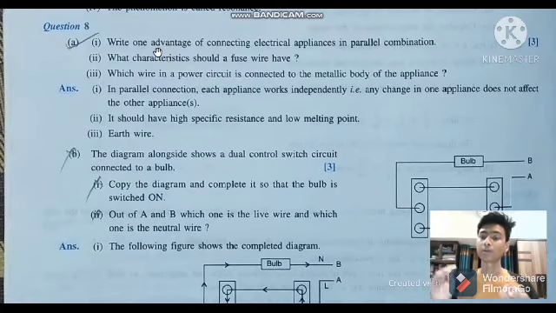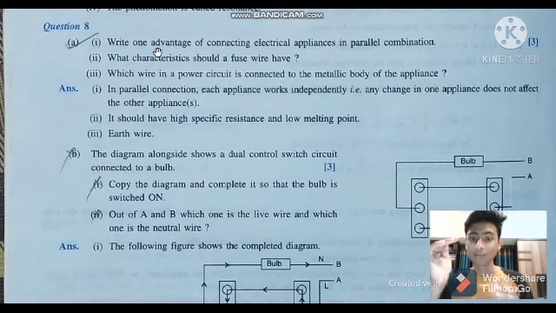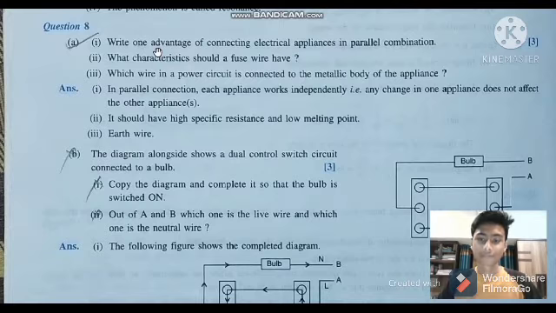It's not that one bulb will glow at higher intensity and one with lower intensity. Both will get distributed and you're going to get an optimum. That's the advantage. Okay, next question is, what characteristics should a fuse wire have? Obviously, a fuse wire should have a very high specific resistance and a very low melting point so that it easily breaks the circuit when there is a crossing of the safe limit of the current in the appliance. Surely, the circuit breaks off and you and your family, your full home is safe from electric shock.